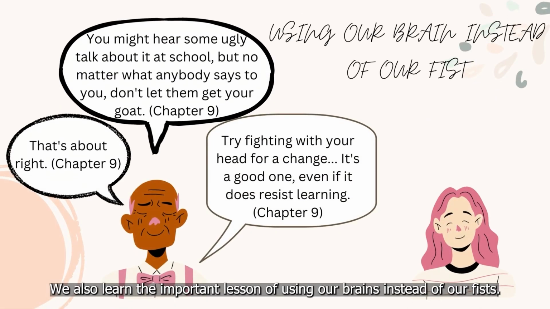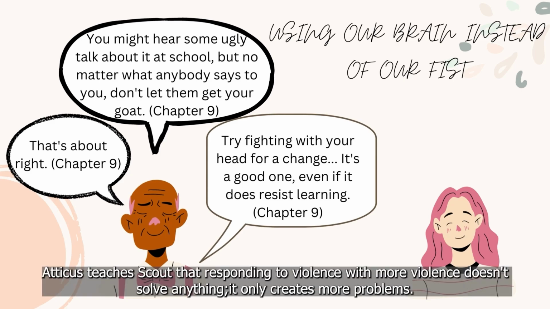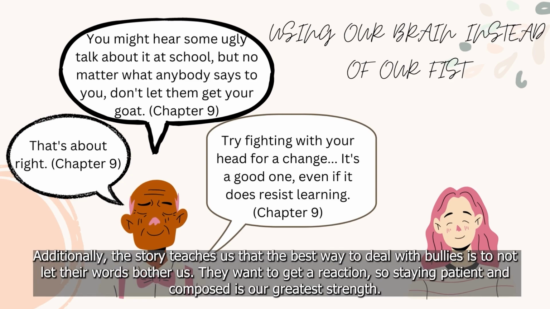We also learn the important lesson of using our brain instead of our fists. Atticus teaches Scout that responding to violence with more violence doesn't solve anything. It only creates more problems. Additionally, the story teaches us that the best way to deal with police is to not let their words bother us. They want to get a reaction, so staying patient and composed is our greatest strength.